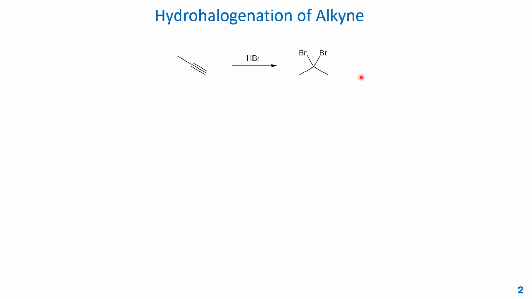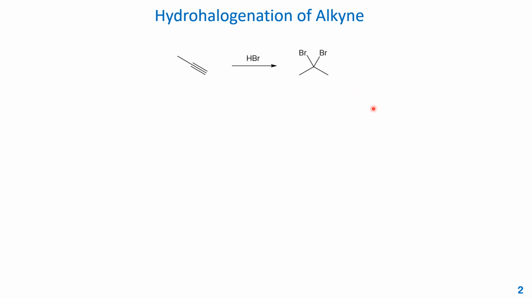That's the hydrocarbon with a triple bond. The example here is propyne, which is a terminal alkyne. It reacts with hydrogen bromide, the same reagent, and the product will be a dibromide. Two bromines connect to the same carbon, so it's called a geminal dibromide.